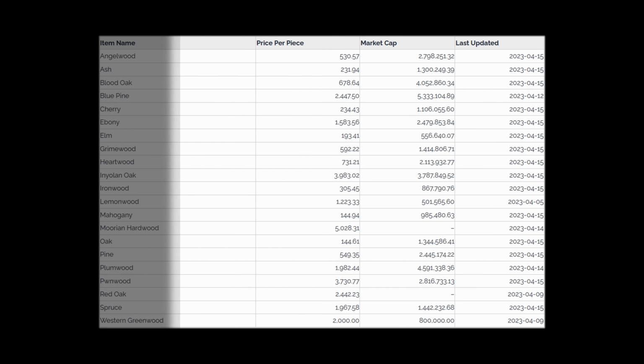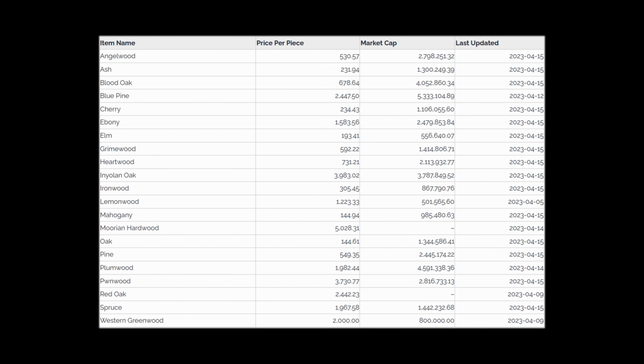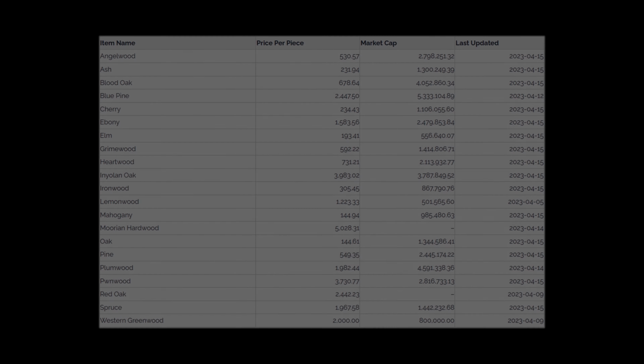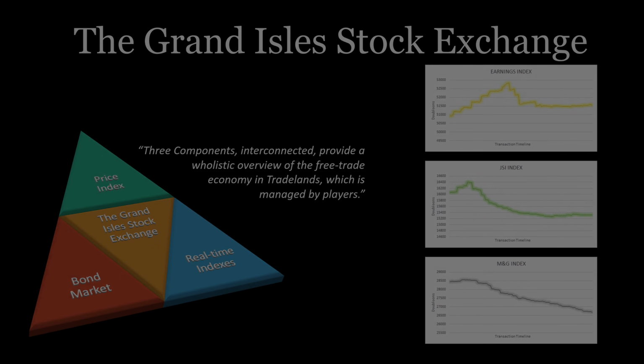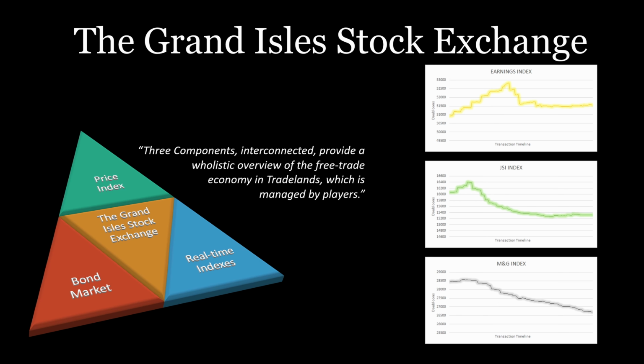And there you have it. That's really the basics of the price guide. Pretty simple, right? But now let's go beyond just the price guide and let's talk about the bigger picture. This was only one small part of a larger one, and it's called the stock exchange. You see, the price guide was actually a secondary component. It was made after we had built the stock exchange.